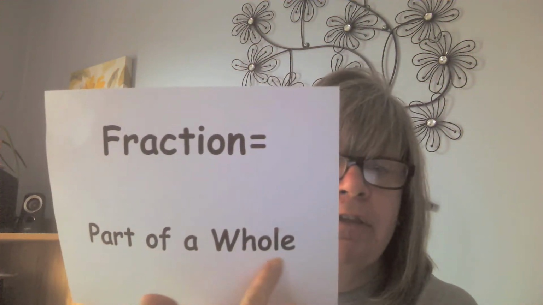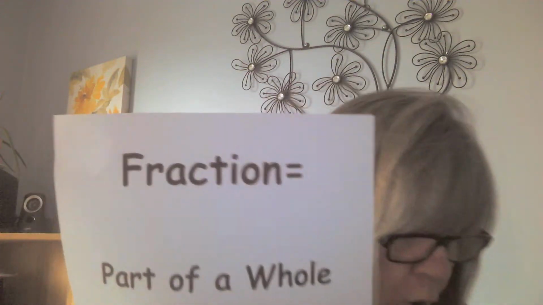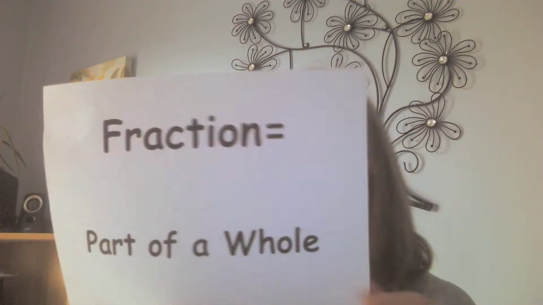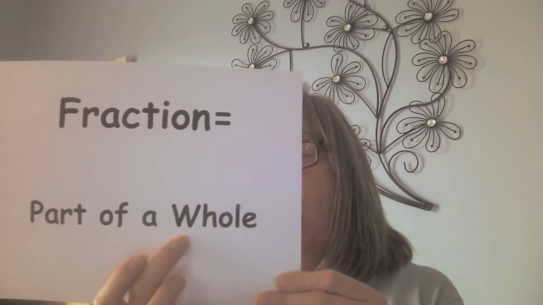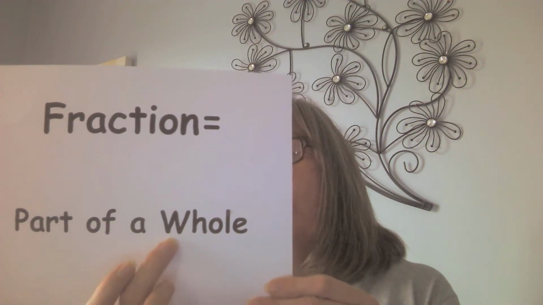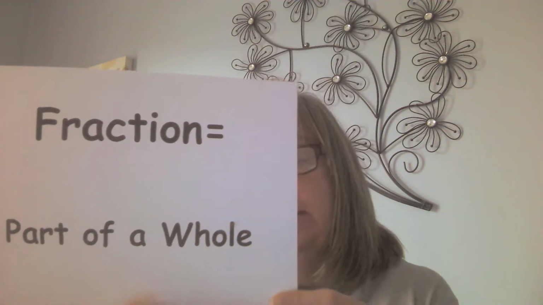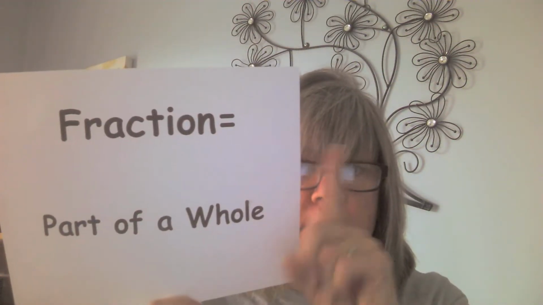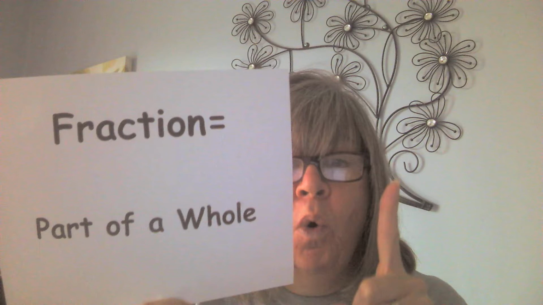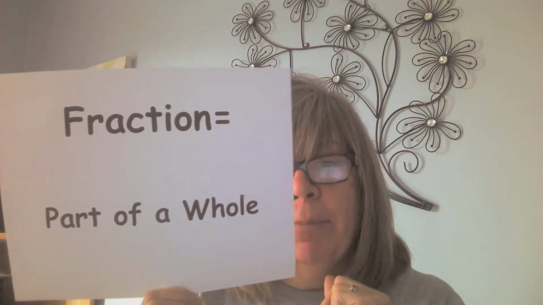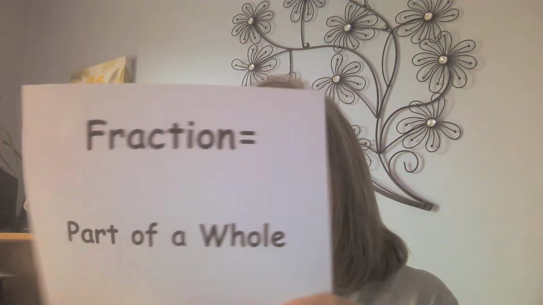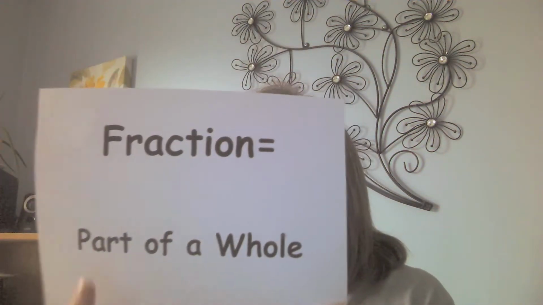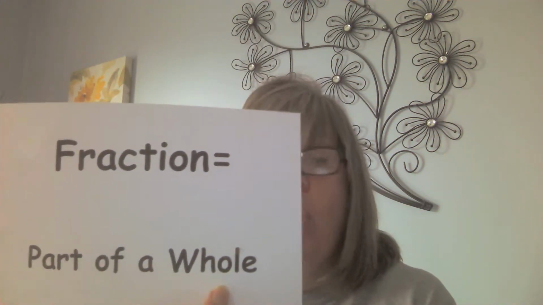Now be careful, this is not the kind of hole where you step in a hole and you fall down inside of it. This is like the whole pizza or the whole pie or the whole box of Smarties. It means like the number 1. Okay, we ate 1 whole pizza for supper. We had 1 whole pie for dessert. Okay, when you eat a fraction of it, you're eating part of a whole.